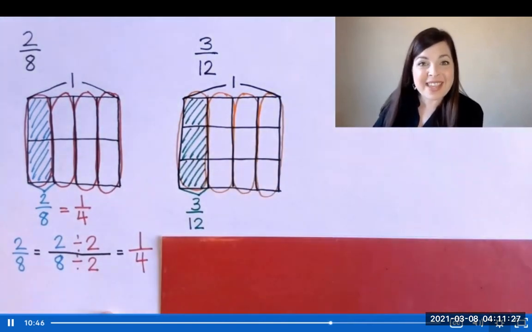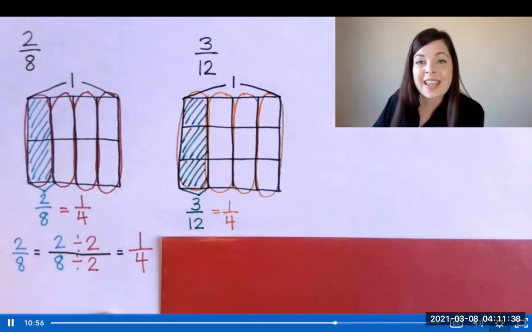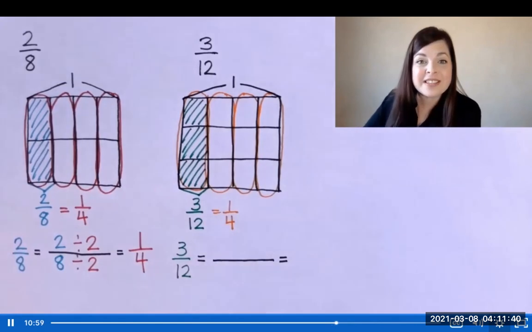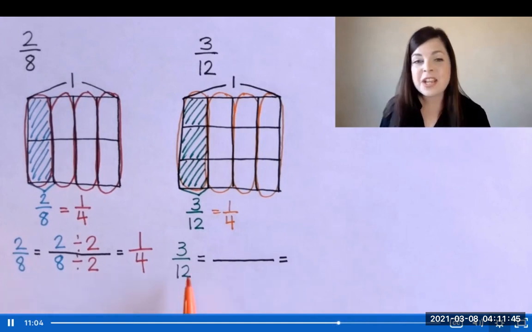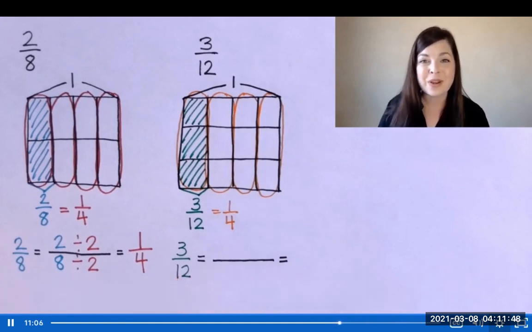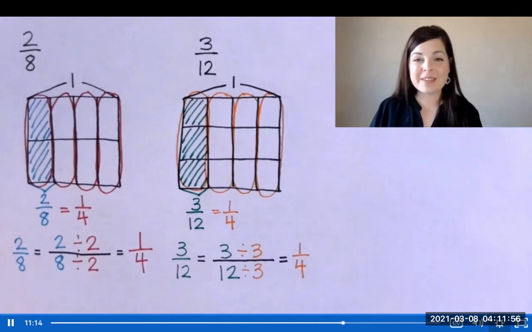What equivalent fraction did we make? We made 1/4, so 3/12 equals 1/4. Now pause the video and let's express the equivalence of 3/12 and 1/4 in a division number sentence. So write the division number sentence to show that 3/12 equals 1/4, and we'll go over it when you get back. Welcome back. Here's how we could have shown that 3/12 and 1/4 are equivalent using division. Compare your work to mine and make any changes if you need to.